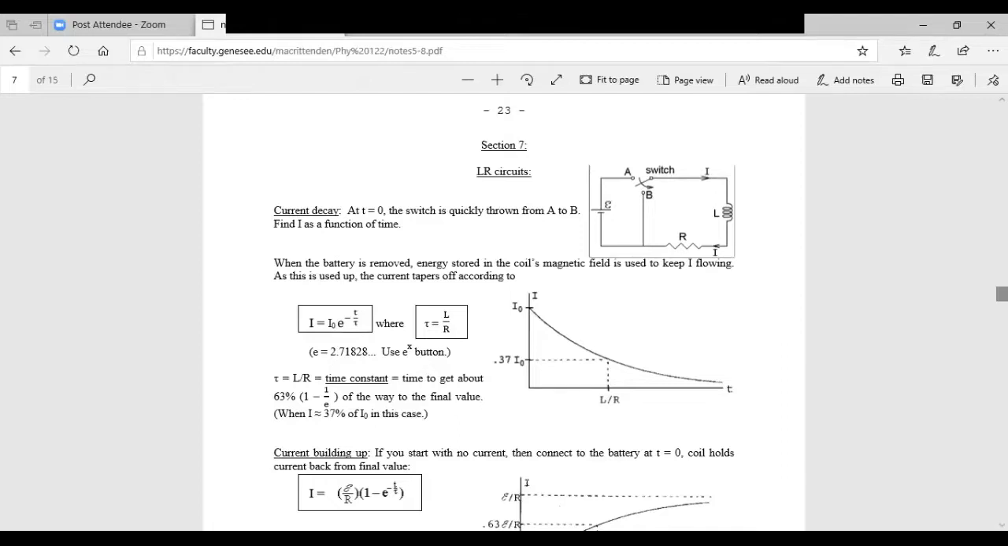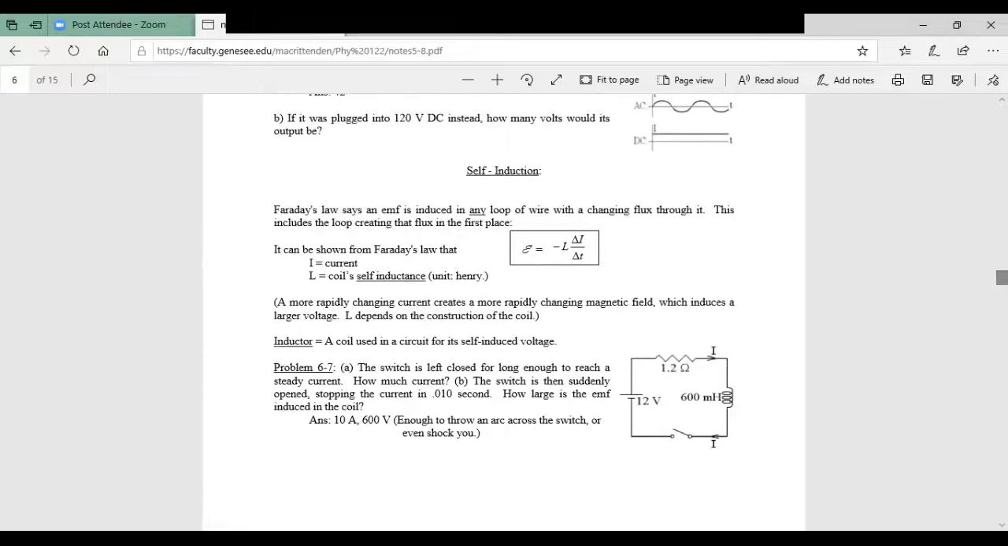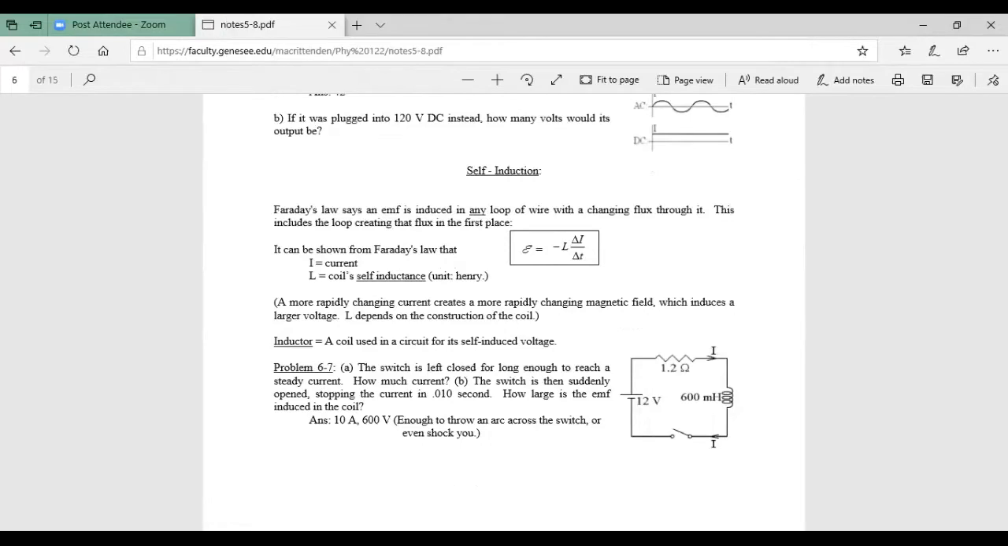At the end of Section 6, if we scroll back up here a little bit, we came across the idea of self-induction. After having talked about transformers, among other things, I talked about how, in a transformer, one coil induces a voltage in another coil. It's an example of Faraday's law.